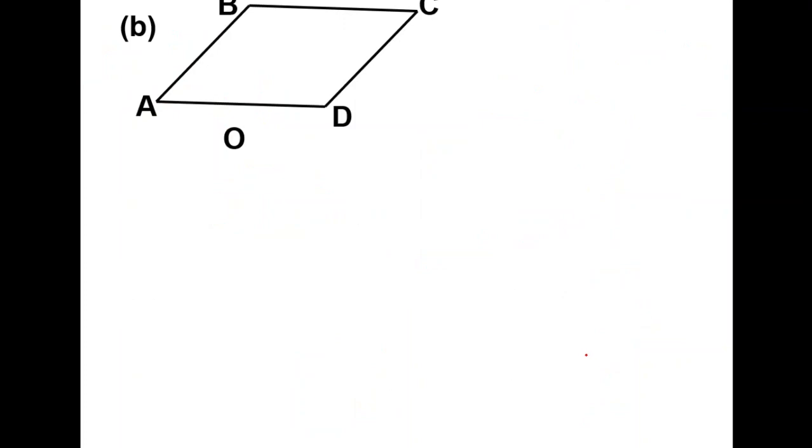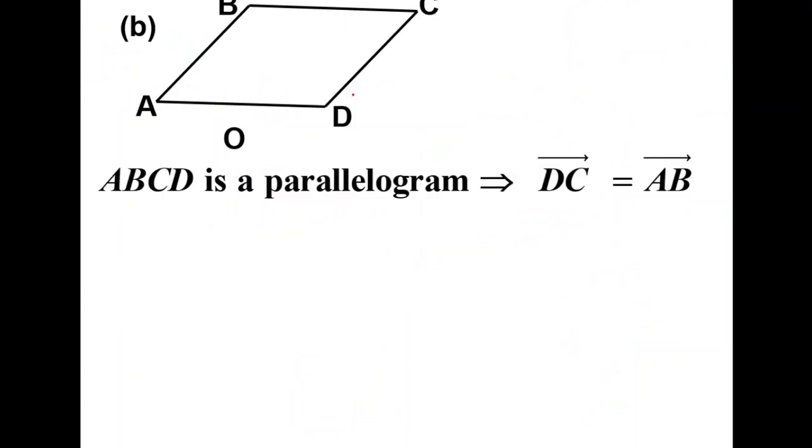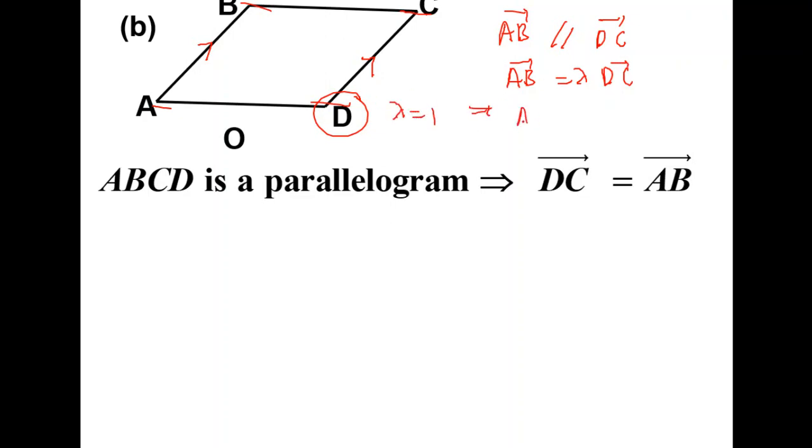Okay, to find the position vector D, we know that vector AB is parallel to vector DC. AB is parallel to DC. Because of the same magnitude, we can say that lambda is equal to 1, or vector AB is equal to DC.